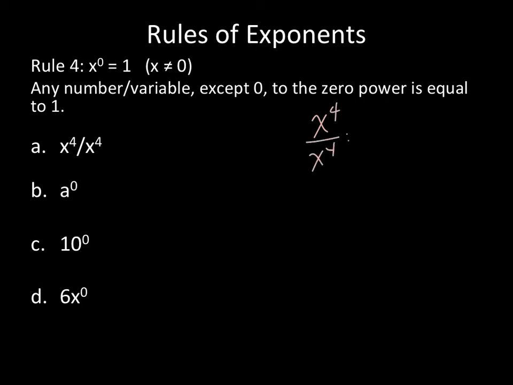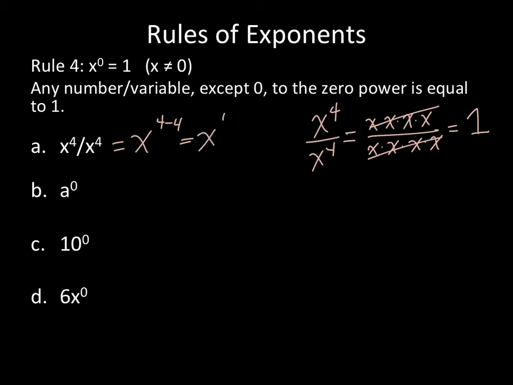I know that x raised to 4 over x raised to 4, that's just x times x times x times x, right? Over, we have the same thing on the bottom. And these all cancel each other out, right? So that actually comes out to 1, or any number divided by itself is going to be 1. So that's how come we get the same thing here, because I can just do the subtraction, right? 4 minus 4, which is x raised to 0. And as we know, it's just equal to 1.